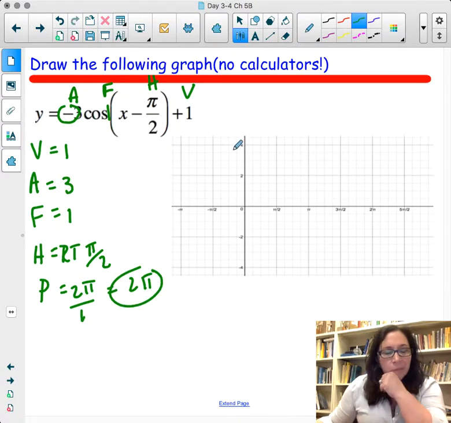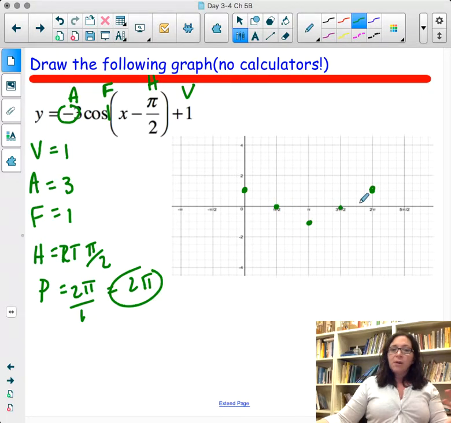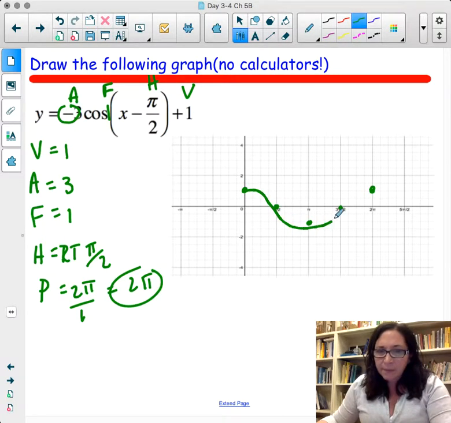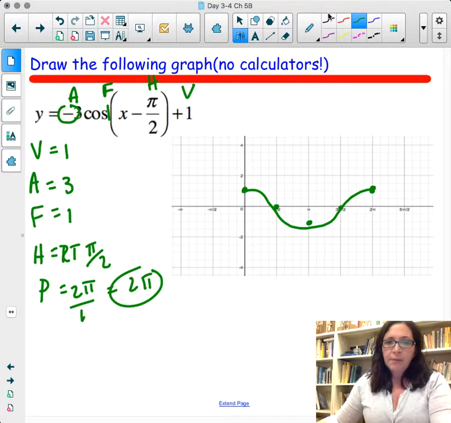So I'm going to put my parent function in, which is my cosine. It's going to start at 0, 1. So cosine graphs, remember, start high, end high. Halfway in between, we have a low point. And then you've got these values here that kind of, remember, they look like a V, but it is a cosine wave, so it is going to have a little wave going on there, okay?